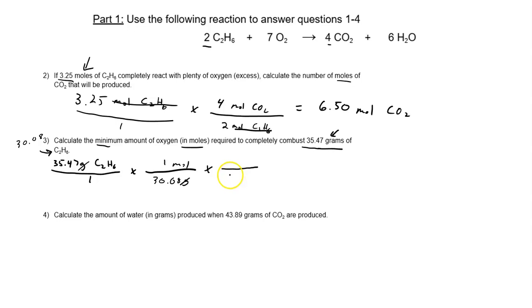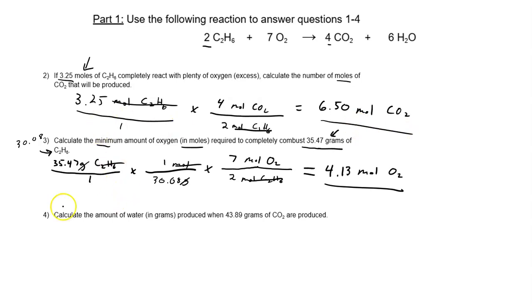So 2 moles of ethane require 7 moles of oxygen. Cross off moles of ethane. And now on my calculator, I just go 35.47 times 7 divided by 30.08 divided by 2 equals, and I should get, with some rounding, 4.13 moles oxygen.